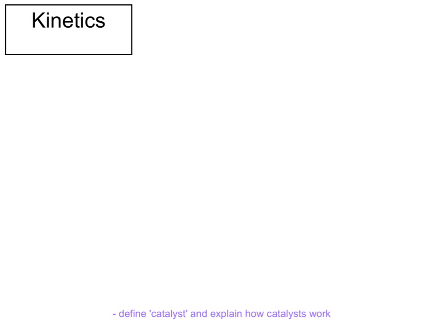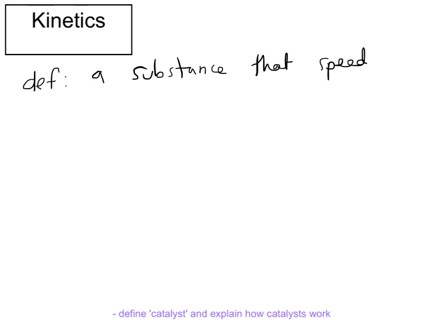So another definition here is catalysts. So remember, a catalyst is just something that is added to a reaction that speeds it up but doesn't get used up itself. So that's the definition. So a catalyst is a substance that speeds up a reaction but does not get used up.